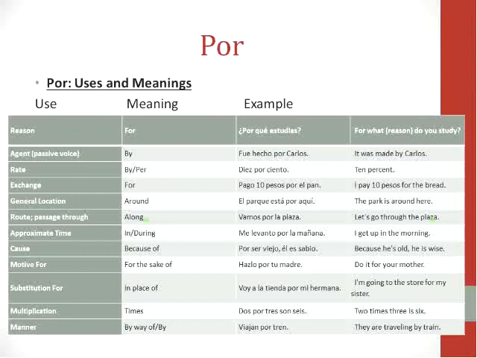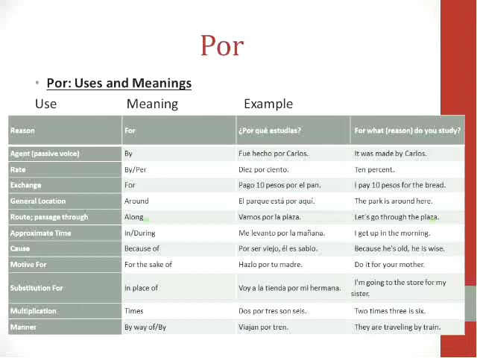Do you see how these are expressions rather than just literal translations word for word? Here's another one. Voy a la tienda por mi hermana. I'm going to the store for my sister, or, you know, as by her request. Because she asked me, because she can't go, is the idea. Okay, por is also used in math, meaning multiplication or times. Dos por tres son seis. 2 times 3 is 6.